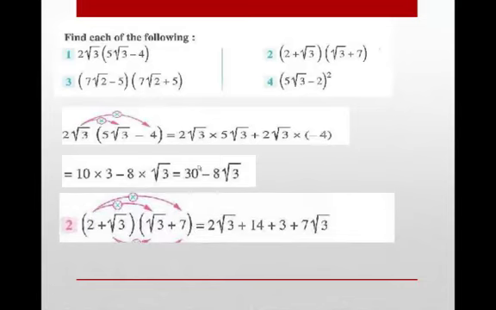Number 2: the two brackets multiply each other. We distribute: 2 multiply root 3, 2 multiply 7, plus root 3 multiply root 3, root 3 multiply 7. And the result becomes 9 root 3 plus 70.